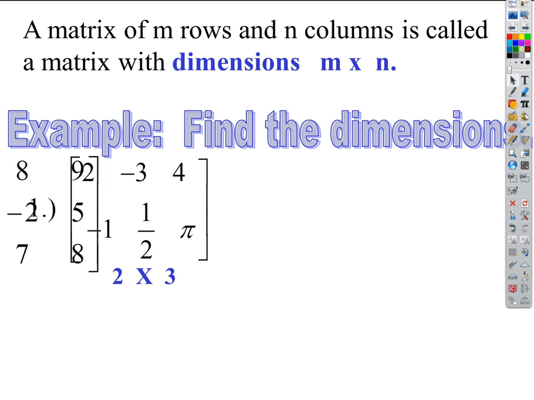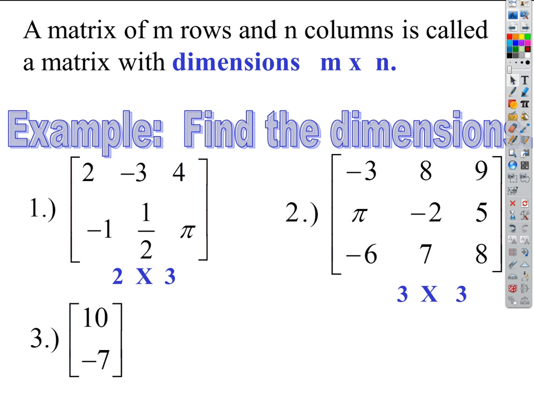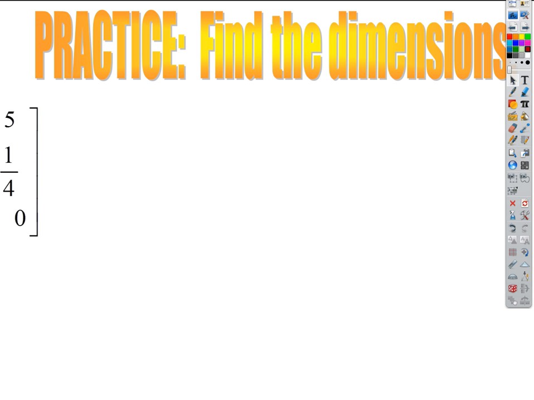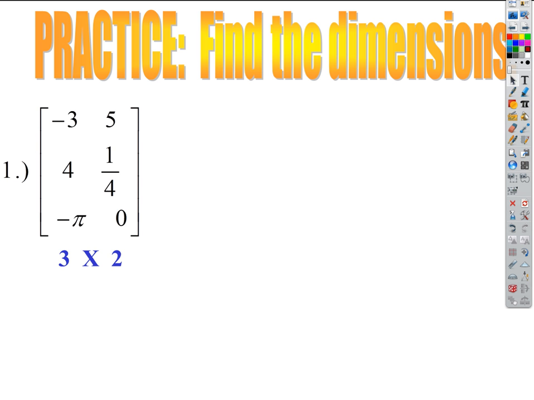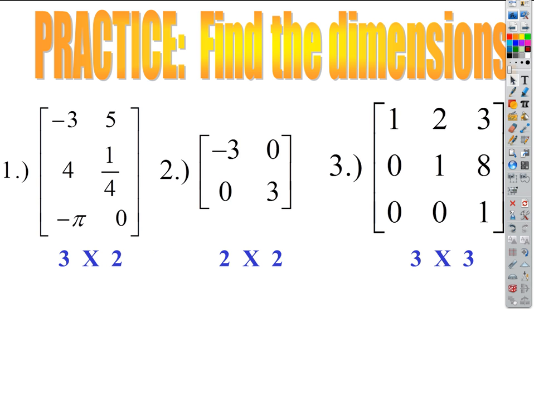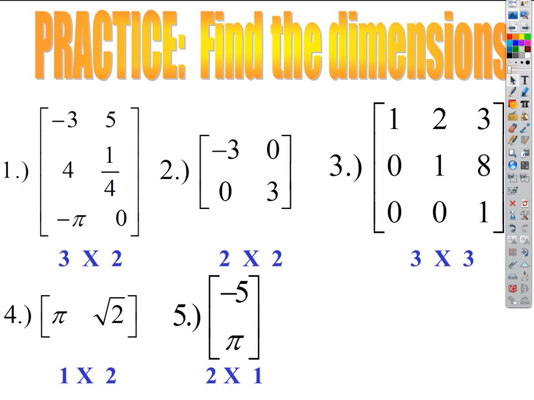Okay? What is this one? 3 by 3. Sure. Okay? What about that one? 2 by 1. Good. I get 2 very small rows, but they're there, and 1 column. Right? It's 2 by 1. 1 by 2. Okay. 1 by 1. Yeah. Okay.